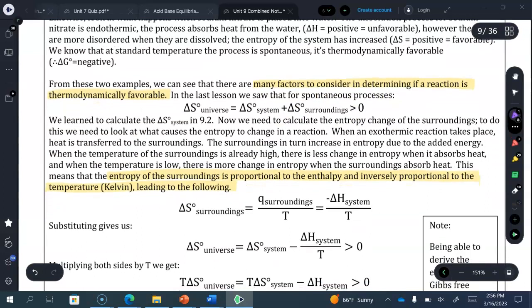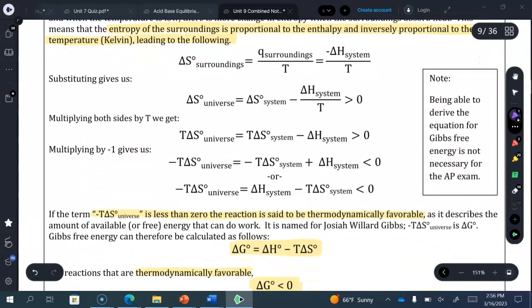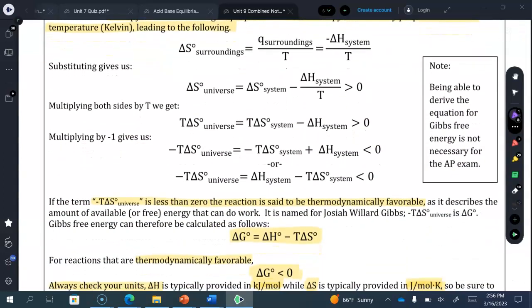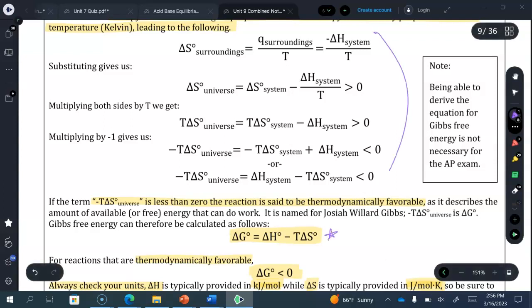This means that the entropy of the surroundings is proportional to the enthalpy of the reaction, and inversely proportional to the temperature in Kelvin, leading to the following proof that looks like magic, so keep going. You do not need to be able to derive it, but they're showing you that it is logical. There is math behind it, and thus, from this wonderful math bit, we got this equation that we're going to get to here in a second. So, magical math gives us this bit.